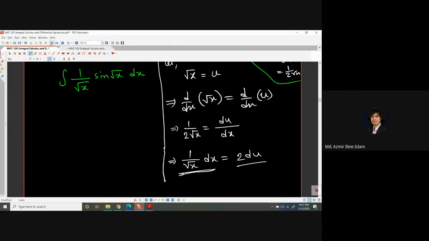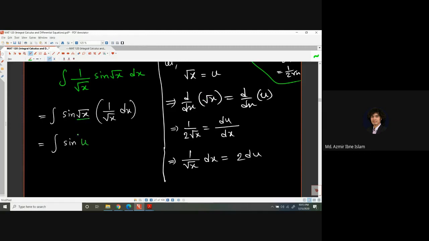So, what is the advantage of taking root x as u? Let's see. We can rearrange the previous function this way: root x sine root x times 1 over root x dx. So the integration of sine root x is actually, we have considered u, and for this part automatically we have 2 du here. So that means the function that we have considered, root x, is a suitable function.